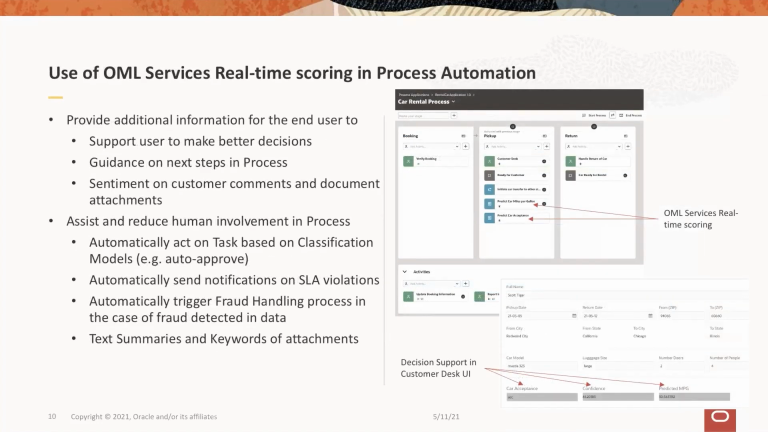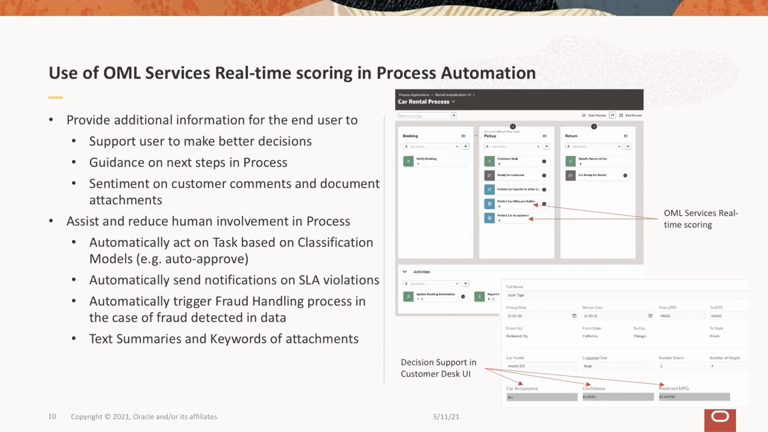Okay, so where do we use those OML services, real-time scoring, in process automation? There are a couple of use cases. Certainly, I mentioned earlier that we want to support the user to make better decisions. So we can use machine learning models to give additional information to the user, to guide him in the process, to give him a report on SLA violations, those kinds of things.